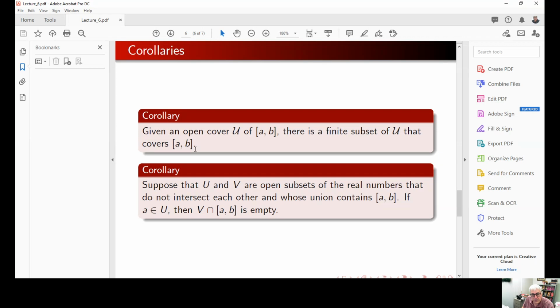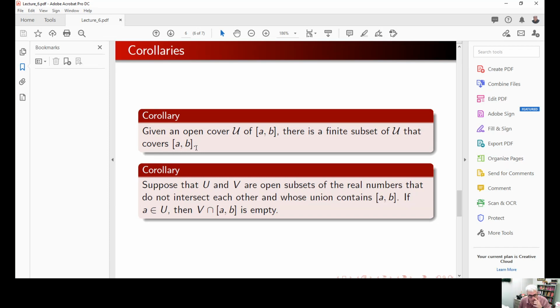Some corollaries for this. Given an open cover U of AB, there's a finite subset of U that covers AB. The idea is, the sets that are in U might be really, really small, and it might look like it takes all of them to do it. But what this is saying is that no, a finite number will do, if the whole collection covers AB.